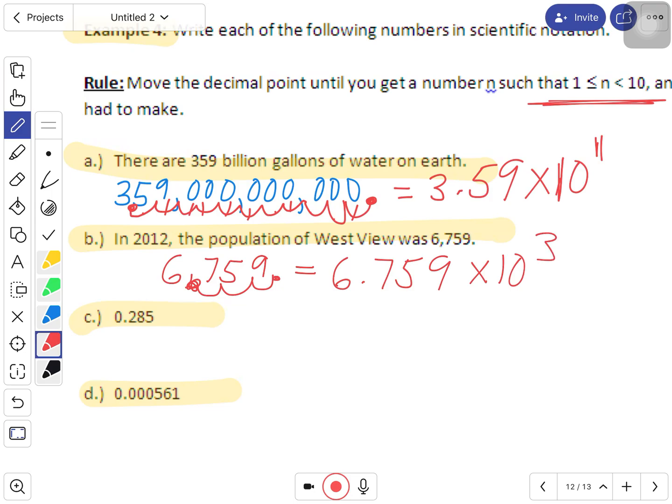All right, now look, part C and D, I have small numbers. Those are decimals. They're not big. Well, what does that mean? All that means is that my exponent for 10 gets smaller. Small number, small exponent. So I'm going to go ahead and take this guy right here, and to make it a number between 1 and 10, I really only had to move that decimal point one spot. So that's 2.85.